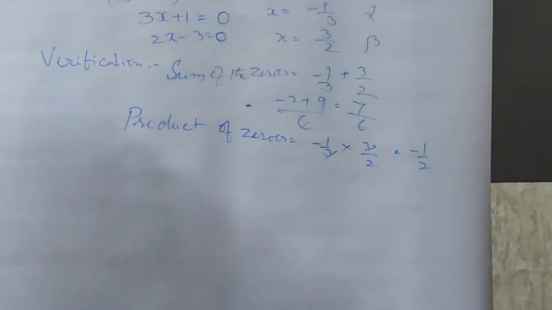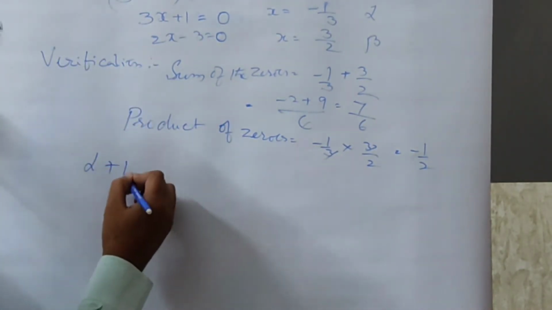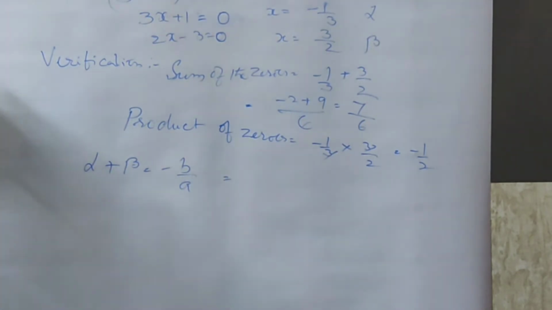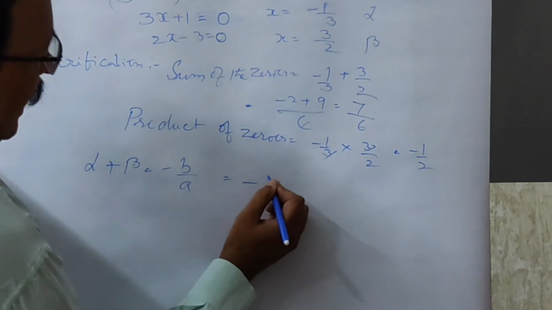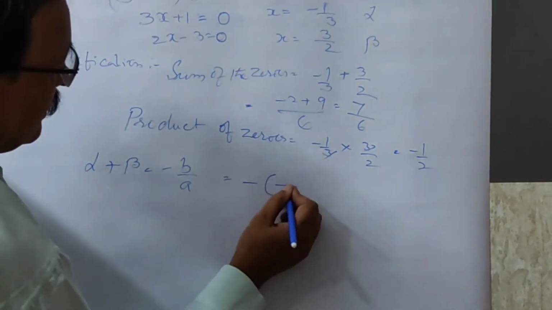Now what is the formula for the sum of the zeros? Alpha plus beta is equal to minus b by a. This minus symbol is there, and in brackets whatever the b value is, minus 7.